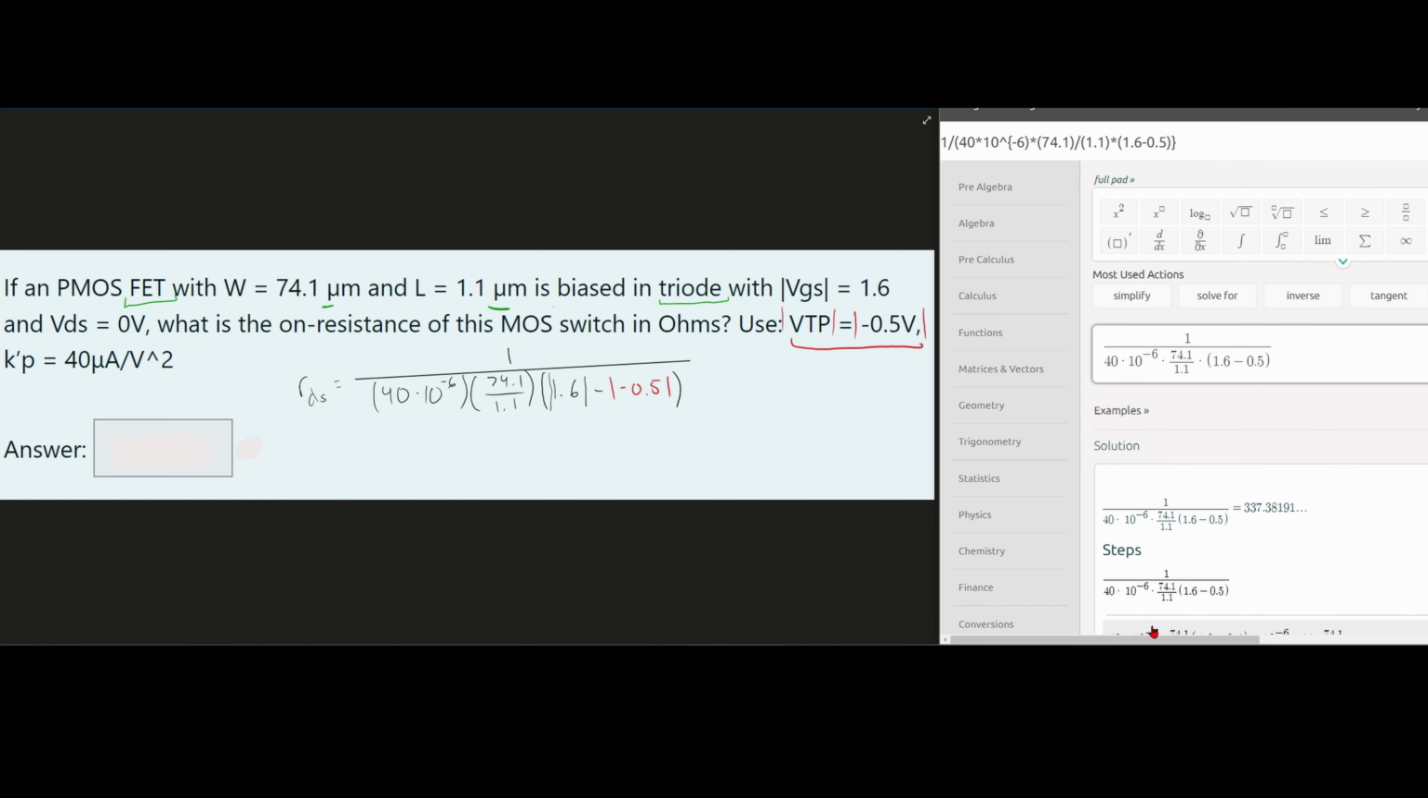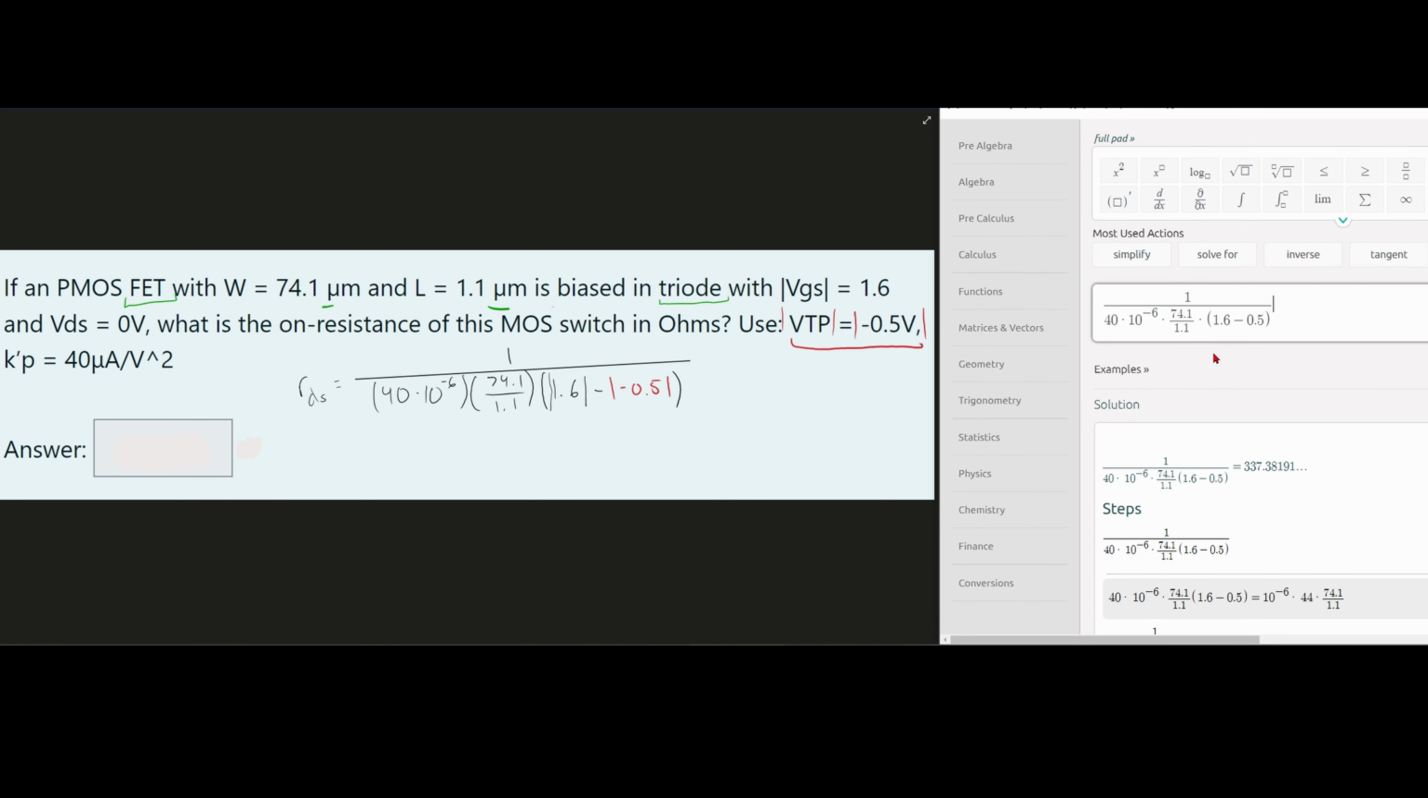So if we plug this into a calculator, we get 40 times 10 to the negative 6, 74.1 over 1.1, 1.6 minus 0.5, and that's just 0.5 because of the absolute value. For our answer, we get approximately 337, and then we can round it to 337.4. So 337.4 is going to be your answer. That's how you would go about solving this problem and anything like it. This is the on resistance of our MOS switch in ohms, so that would be the units here.